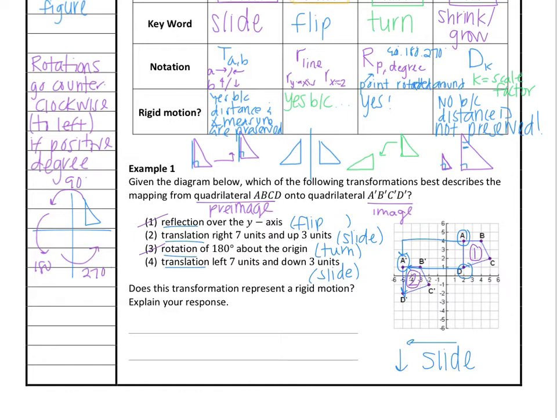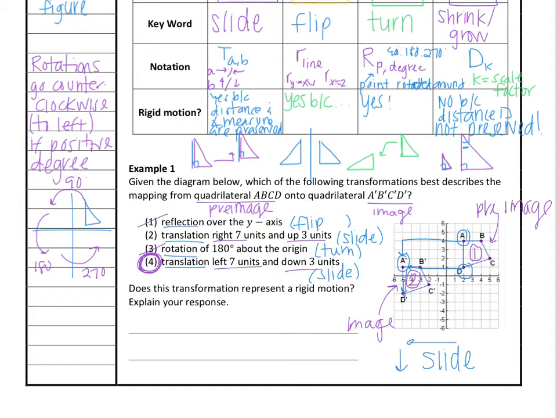Now I have to decide, am I sliding or translating right 7 and up 3 or left 7 and down 3? And this is why it's important to look at what the pre-image is in comparison to the image. So the pre-image was here, A, B, C, D, and the image was A prime, B prime, C prime, D prime. So again, we moved left, and then we moved down, so that would be choice 4.